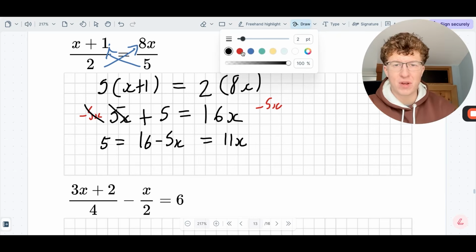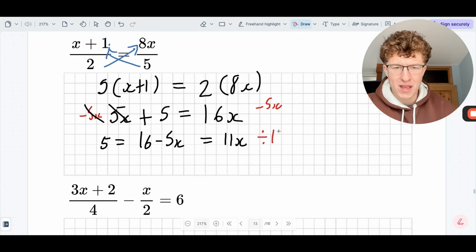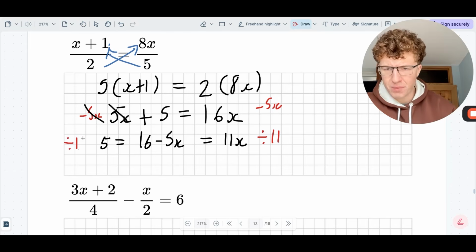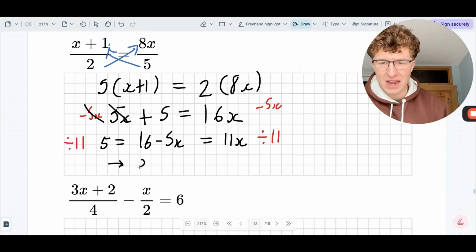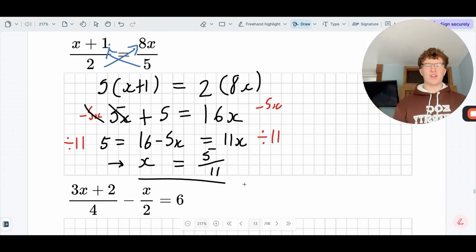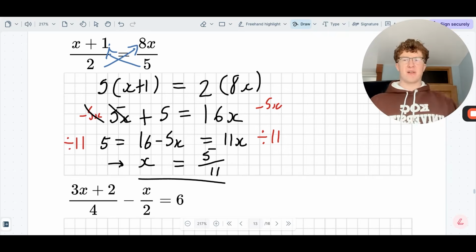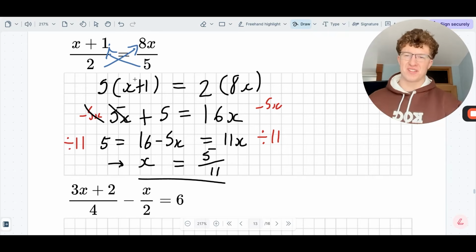Final step here, we want to isolate x. We want x on its own. So we're going to be dividing by 11. Because when we divide by 11, 11 divided by 11 here is going to be 1. So that means that x is equal to 5 divided by 11. And that's our final answer. Notice we just got x is equal to something. That's because we had that equals to sign here.